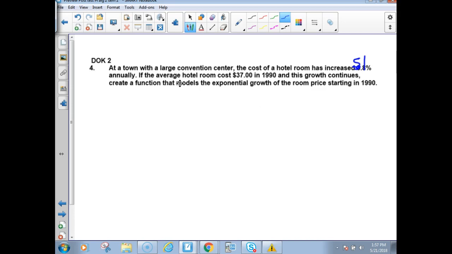Oh, well, I didn't. At a town with a large convention center, the cost of a hotel room has increased 5.1% annually. If the average hotel room is still $37 in 1990, and this growth continues, create a function that models the exponential growth of the room price starting in 1990. Exponential growth, remember, we looked at increase. It would be the initial amount, $37, times the increase, which would be 1 plus 0.051, that decimal as a percentage, and then it'd be to the t. And that's all it asked for, right? It didn't ask us for any dates or anything, so that was simply writing down the equation.